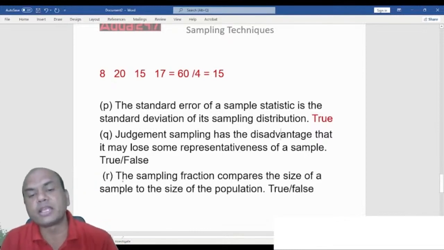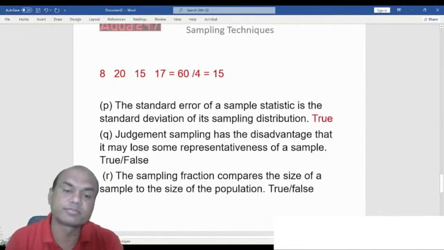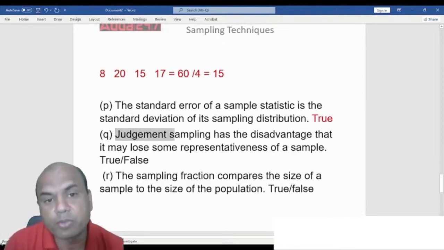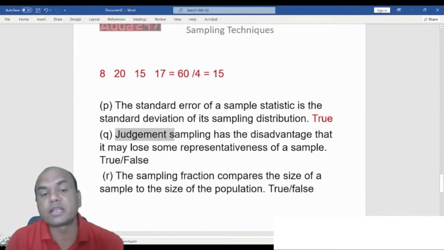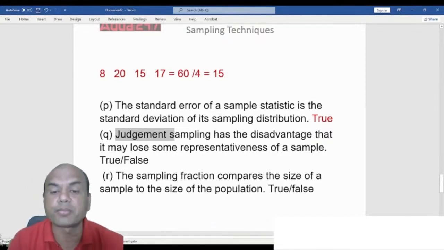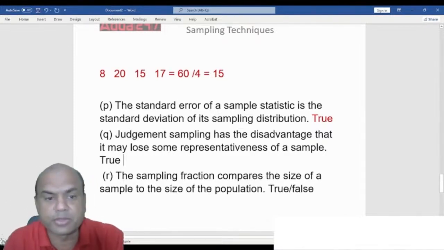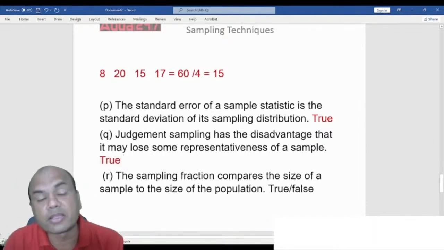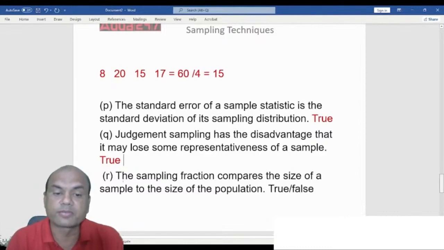Judgment sampling has the disadvantage that it may lose some representativeness of the sample. What is judgment sampling? There are 2 types of sampling. One is probability, second is judgment. So judgment sampling has a disadvantage that it may lose some representativeness of the sample. That is true, because judgment is based on individual judgment. Suppose if I am the judge, I feel something is right, but there may be other things which are out of my purview or out of my thinking, but they may also be right. So that is true over here.